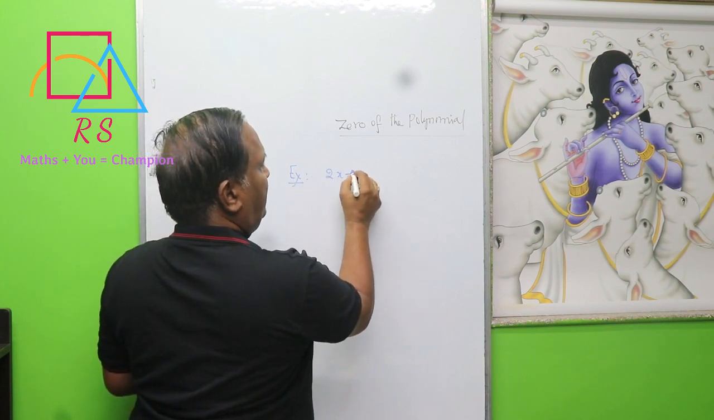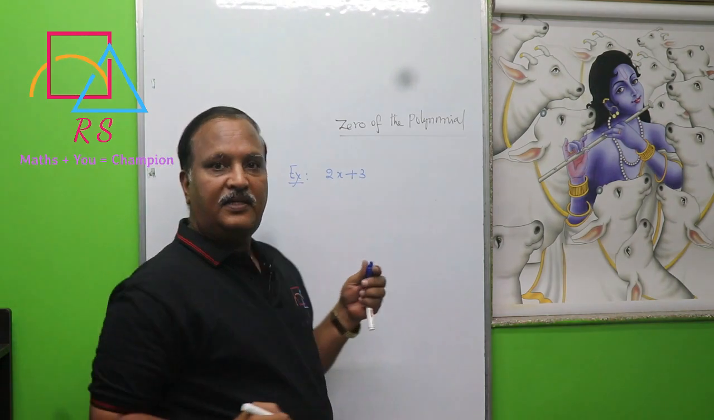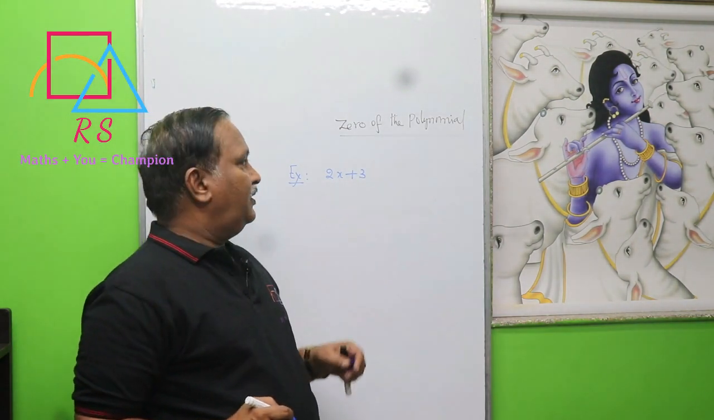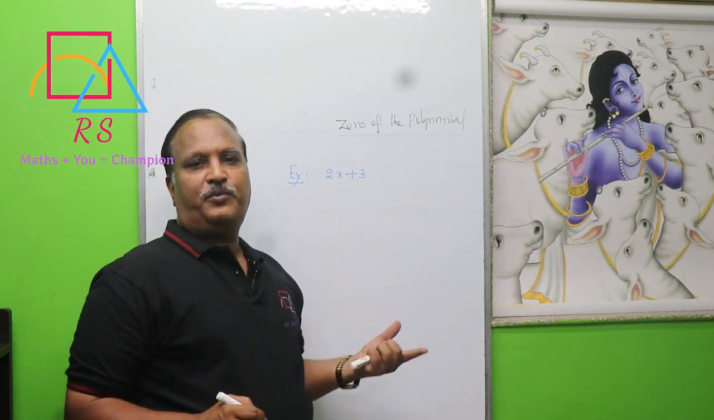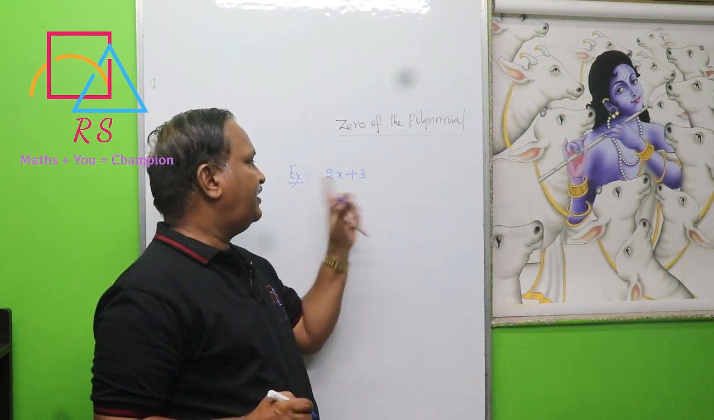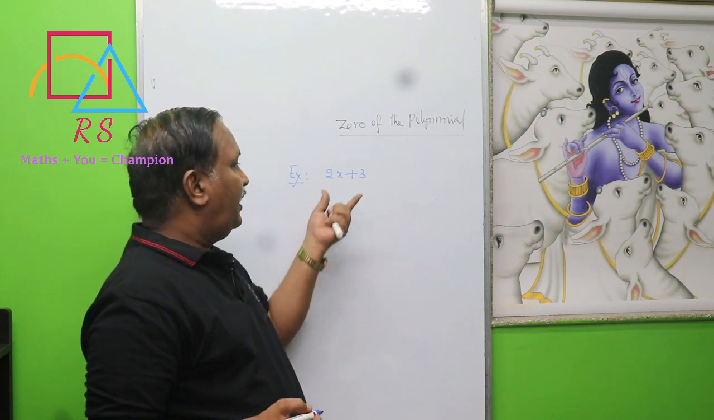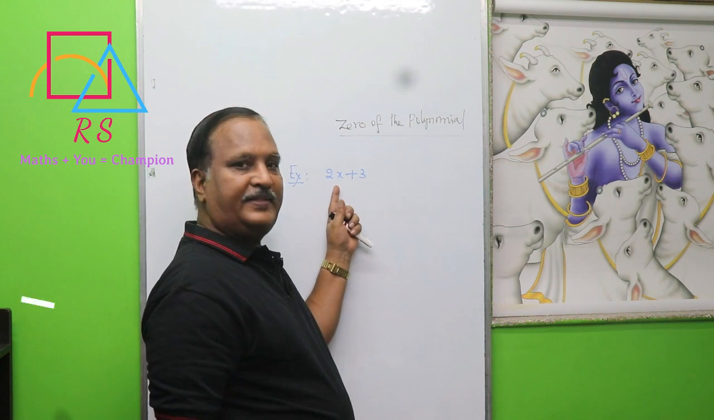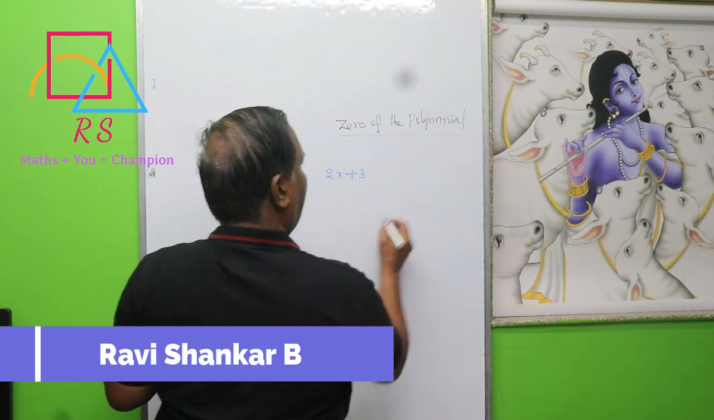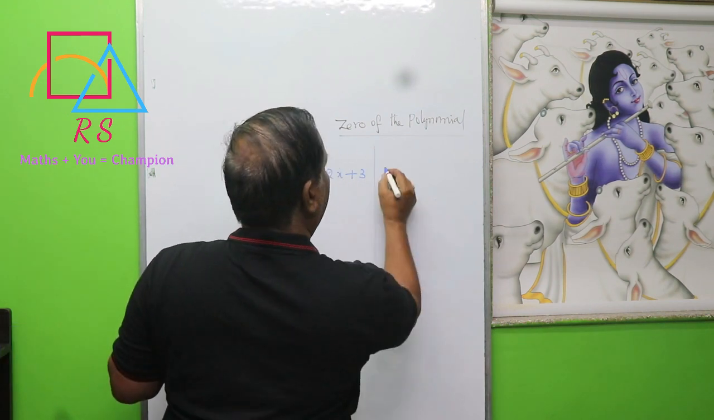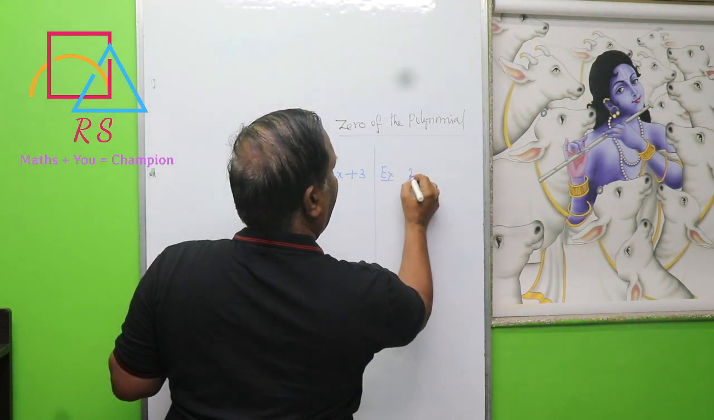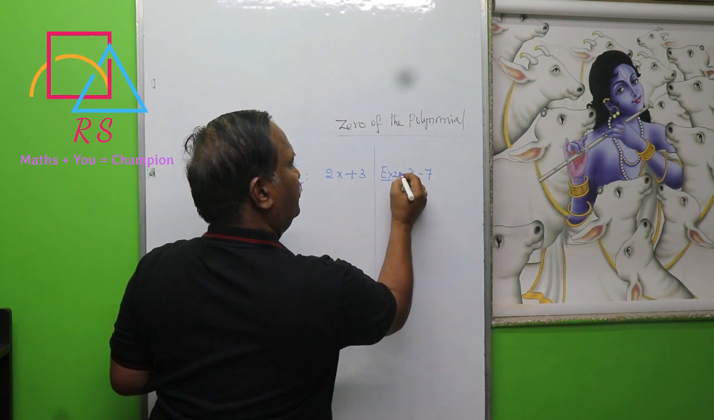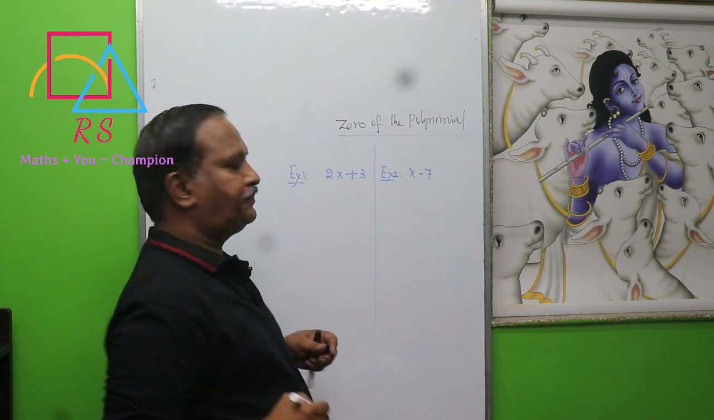2x plus 3 is a linear polynomial because its degree is 1. I am not using the notation of the polynomial, I have just written the linear polynomial. And this value becomes 0 at a particular value of x. I will take one more example here. x minus 7 is example 2, and 2x plus 3 is example 1.